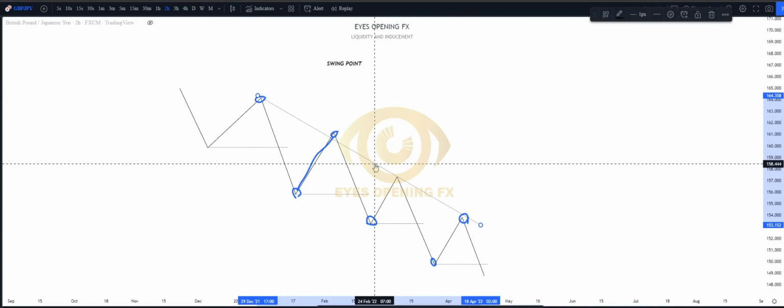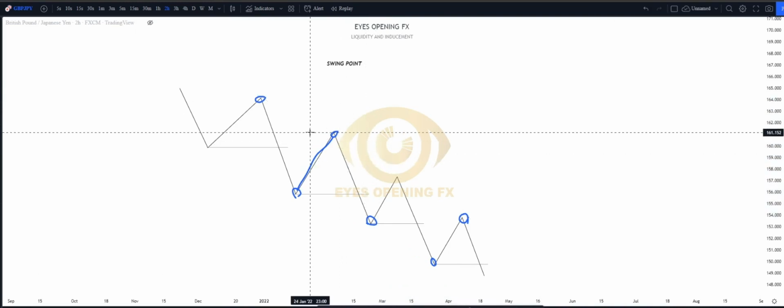So this will lead us to understand what we call expansion and correction waves. That will be our next topic. We'll be explaining it just like we did here, in deeper understanding of expansion and corrective waves.